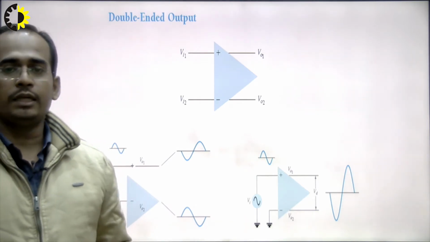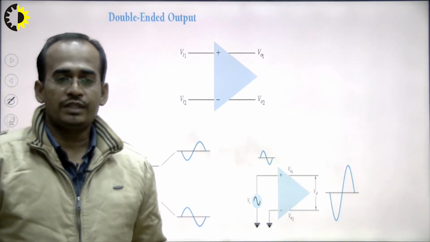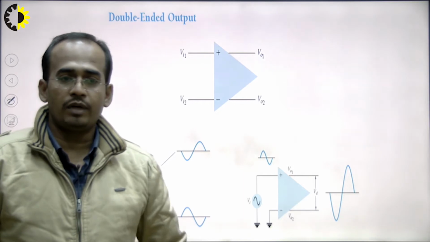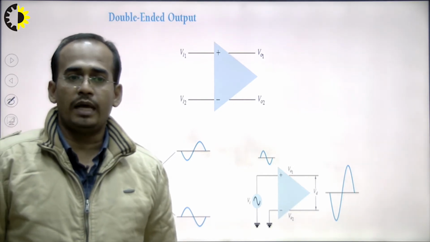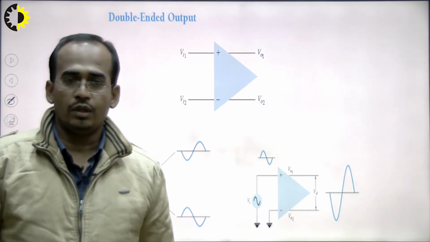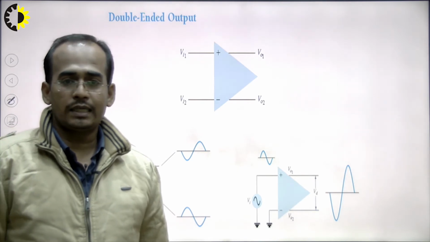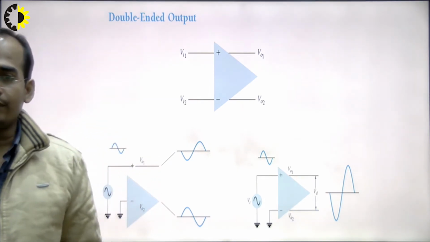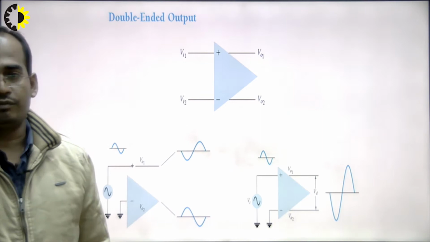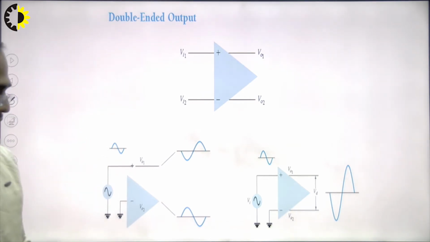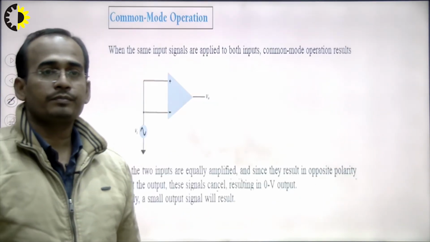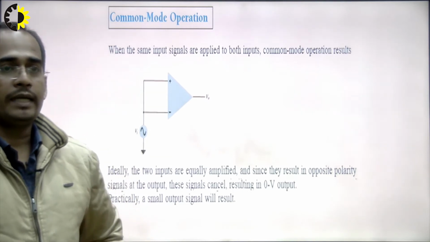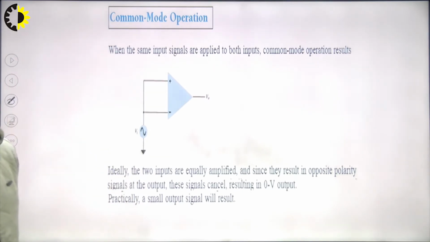So, in the first circuit I have grounded the negative terminal and considered the positive terminal active. In the second circuit we have considered the negative terminal ground and the positive terminal active. We will get this type of waveform. Now, come to the next parameter, that is common mode operation.